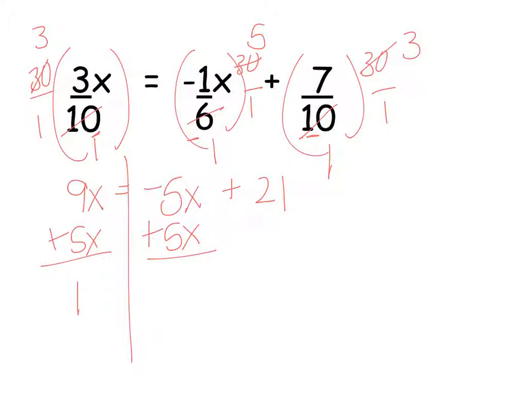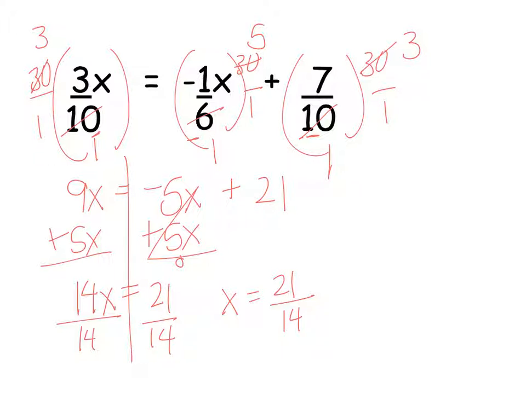9x plus 5x is 14x. Negative 5 plus positive 5 is 0. And that leaves me with 21 over here. My last step is to divide by 14. Okay, so here's what I have. I have x equals 21 over 14.